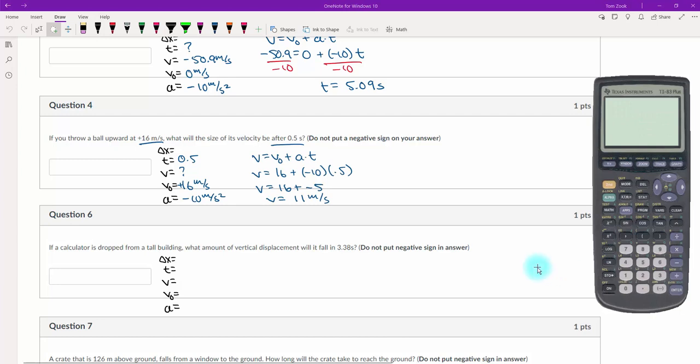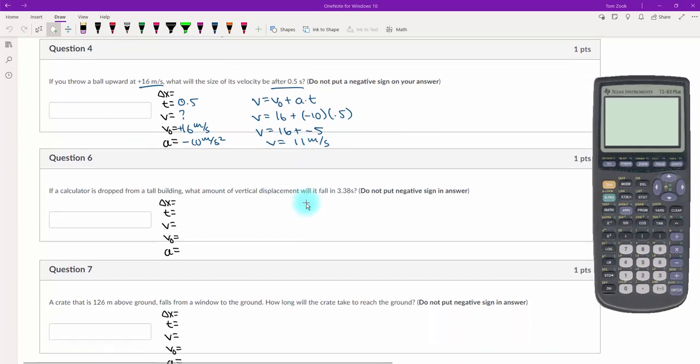And I get 11. So in this case, we have the initial velocity 16, acceleration negative 10 times 0.5. Again, you do not combine those two first. Parentheses, things are multiplied. So we have 16 minus 5, which would give us 11. So it's still going upward, just going 11 meters per second now.